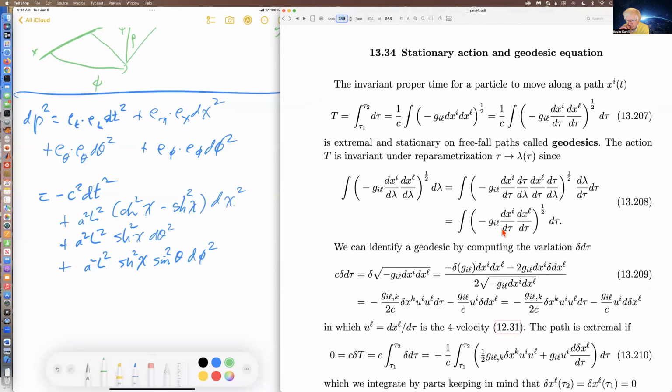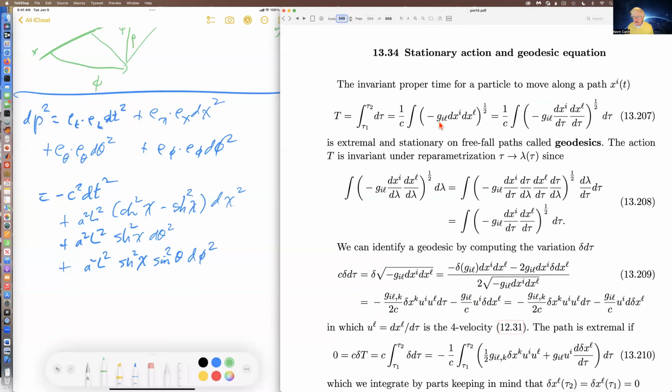Okay, this is a good time maybe to describe some things involving the principle of least action. The invariant proper time for a particle to move along a path, well, it's an integral, we say d tau, and we make it invariant by writing d tau in this way, minus g_{il} dx^i dx^l.